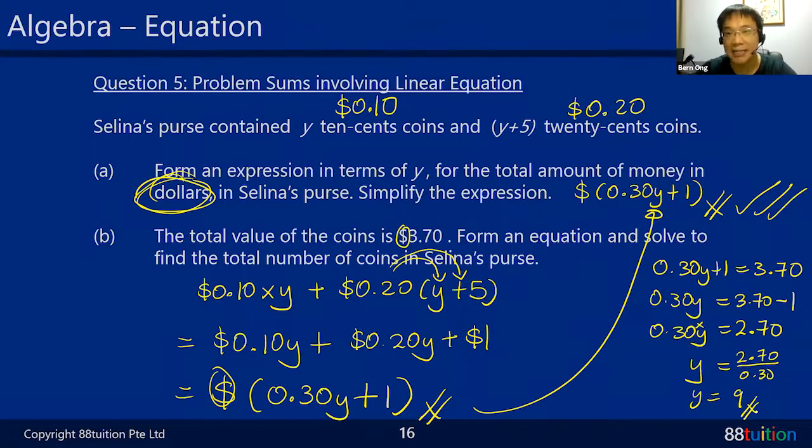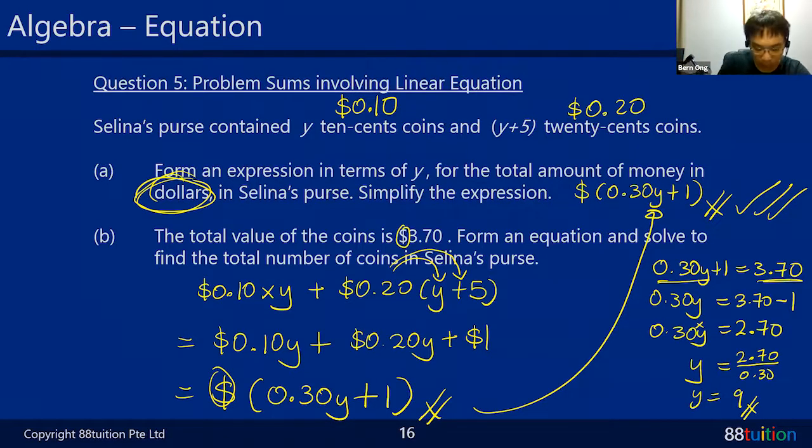Yes, that's the answer. Really? Read the question. What is the total number of coins in her wallet? Why don't we do 0.3y? Oh, also can. Down here, if you don't write the 0.30, you can write 0.3y. It's okay. I'm just trying to be consistent because I started with 0.30y and 3.70, with 2 decimal places. So if you write 0.3, it's perfectly okay.